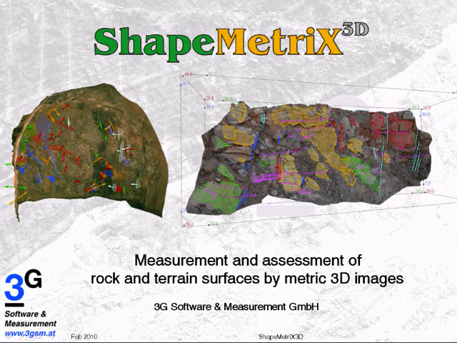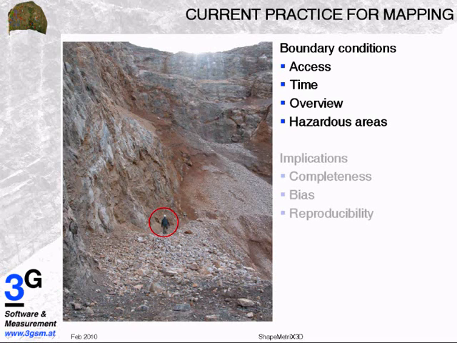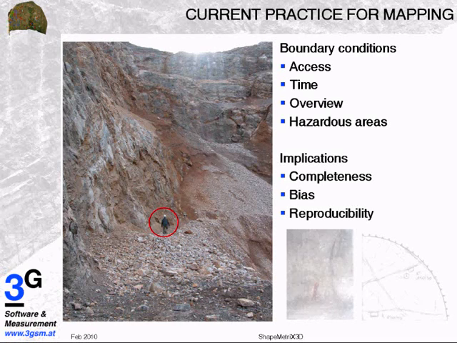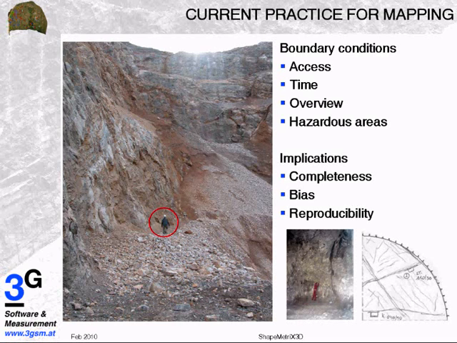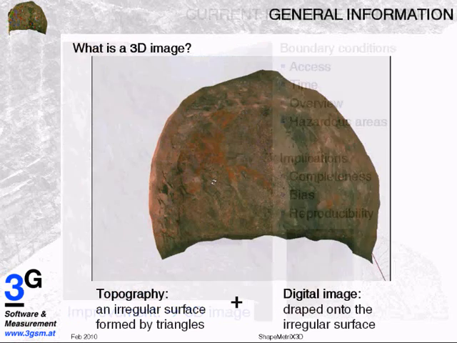ShapeMetrix mapping with special focus on underground. The practice for mapping has several disadvantages. We need access to the rock in order to get orientation measurements, which could be hazardous. And the implications are that data are incomplete, are biased, and sometimes hard to reproduce. A solution to that is an entity called 3D images, which can be used for mapping.